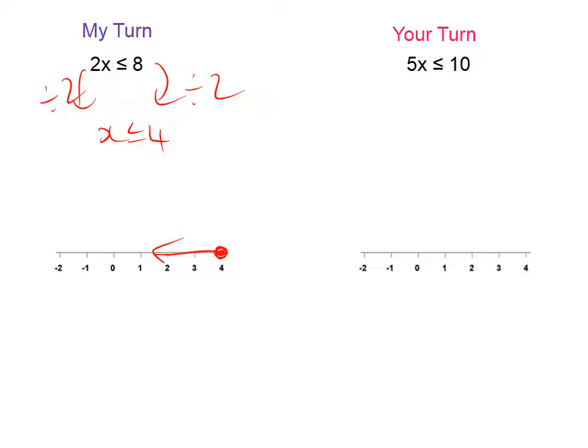Okay, hopefully you should have divided both sides by 5, to give us x smaller than or equal to 2, and again we're talking about a solid dot.